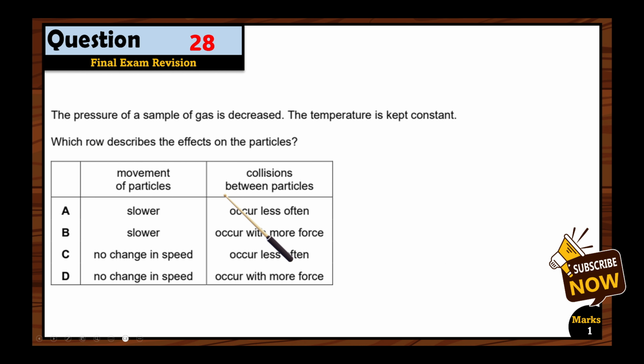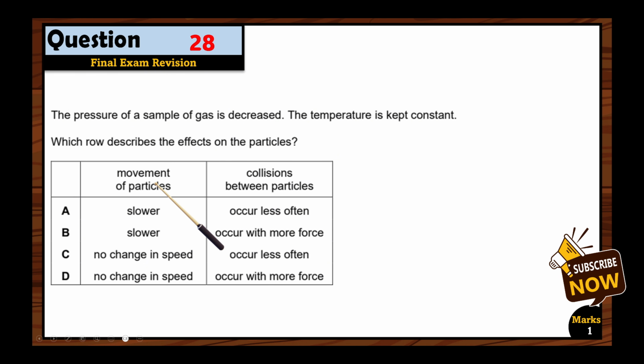Let's see question number 28. The pressure of a sample of gas is decreased. The temperature is kept constant. Which row describes the effect on the particles? Now temperature is kept constant, and the pressure of the sample of the gas is decreased. When you decrease the pressure, what will happen actually? Now the particles will have more distance, right?